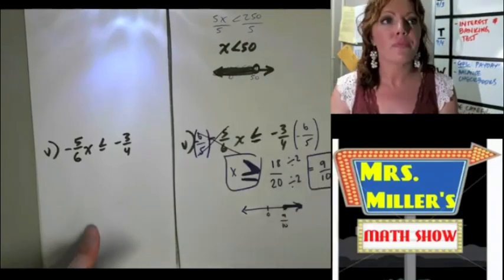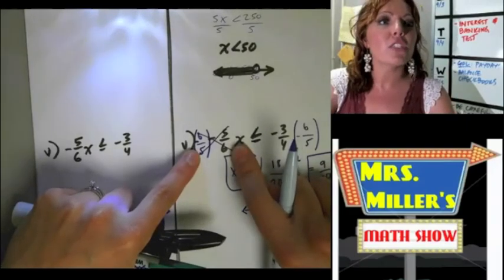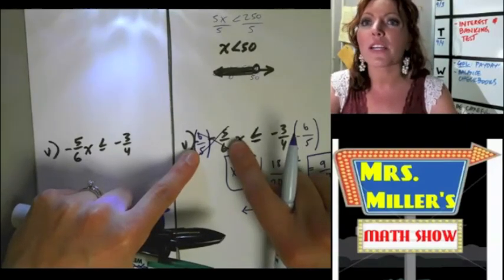Okay, excellent. So she multiplied by a negative. When you multiply by a negative, that changes the direction of the inequality. Same thing with dividing by a negative.